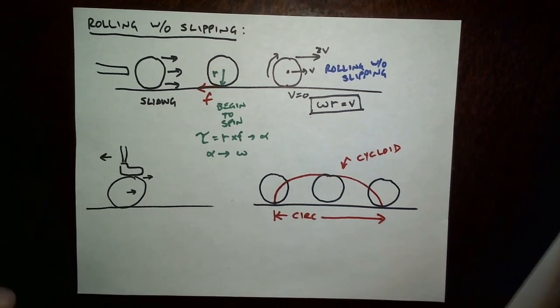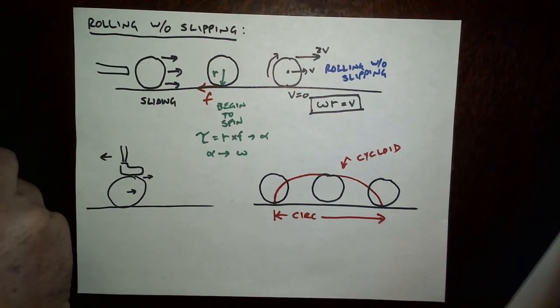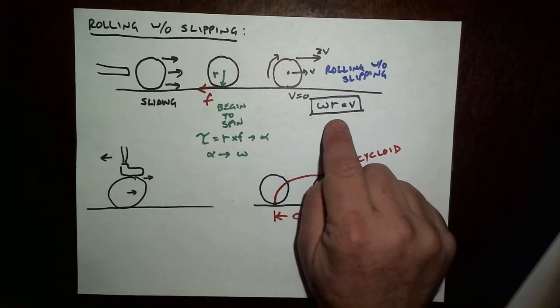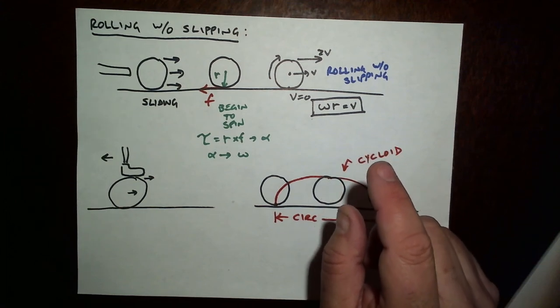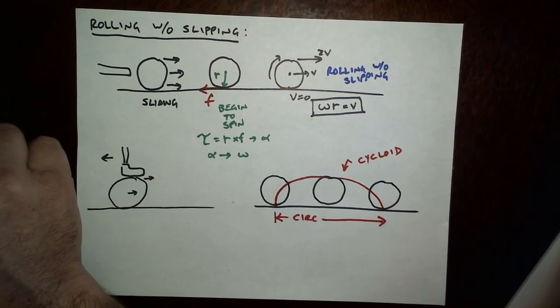So this is all rolling without slipping. It is a fun thing to do, and only when something is rolling without slipping can you establish this relationship that you might use to get rid of the angular variables in a kinetic energy expression, as we discussed last time.